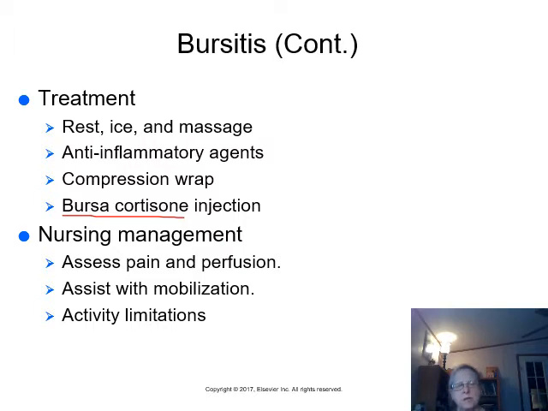Assist with mobilization. Once again, we're going to rest it, but we still want to move it some. And then activity limitations. Once again, that'll be up to the physician, but we're going to try to limit the amount of movement to try to allow that area to rest.